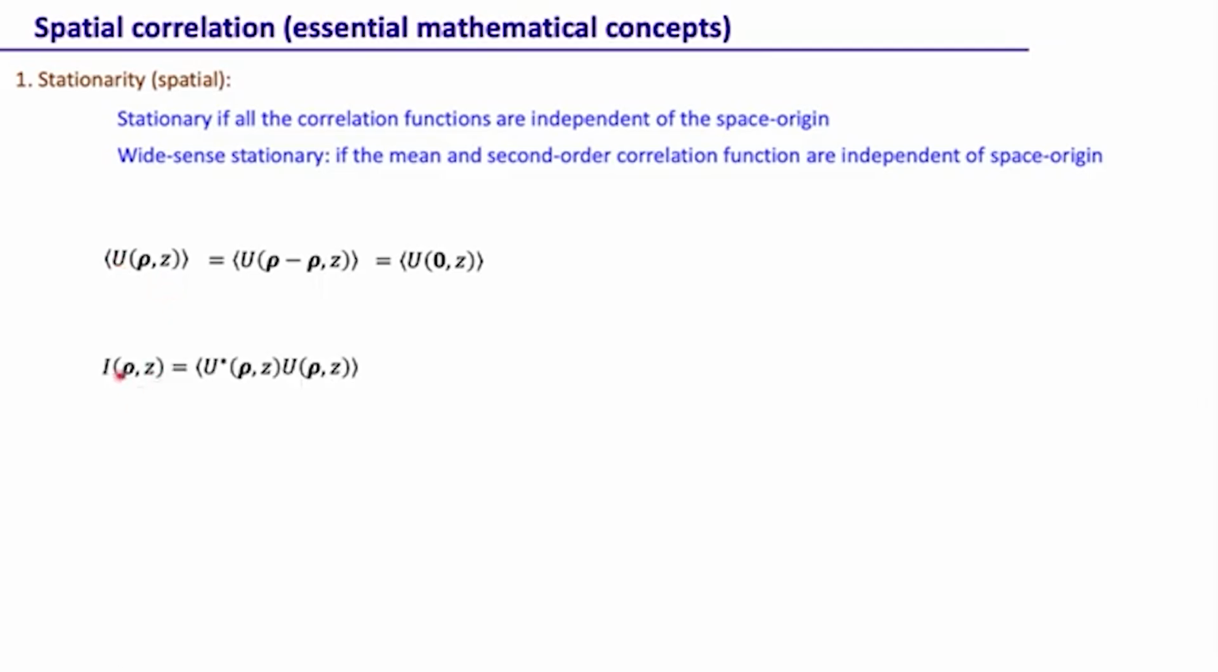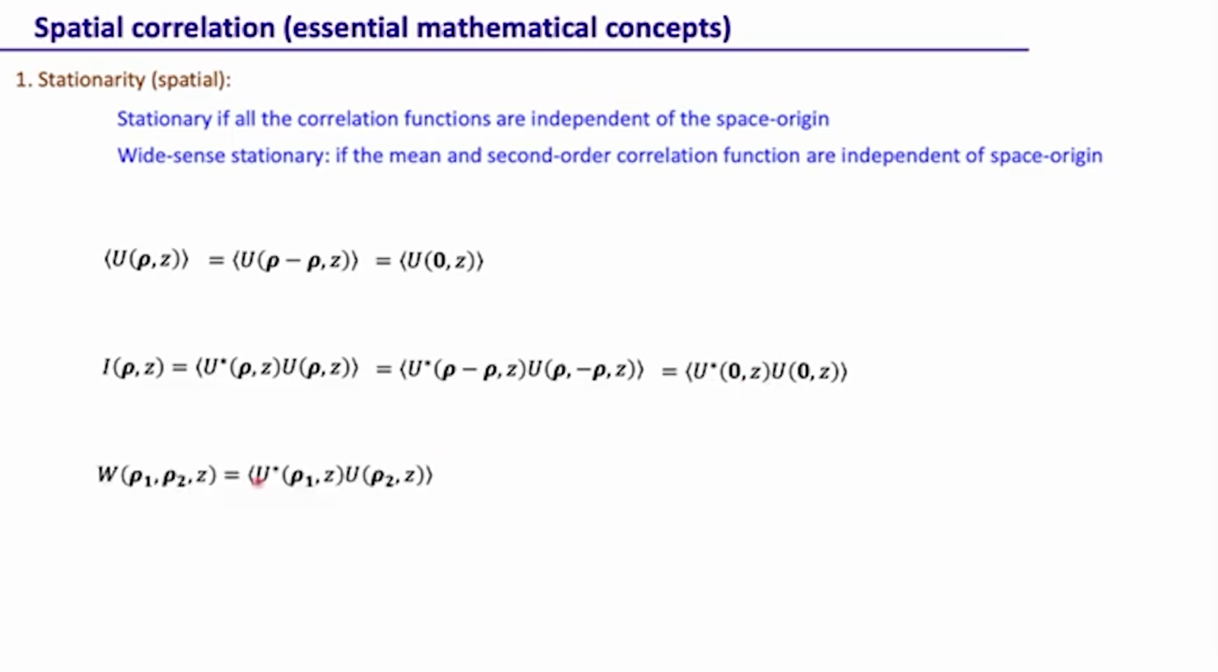We take the intensity I(ρ, z), which is u*(ρ, z) u(ρ, z), and of course if we shift the space origin, things should not change. Hence intensity at ρ, z should be the same as intensity at the origin, ρ equal to 0, and at z. For the correlation function, we have u*(ρ1, z) u(ρ2, z), and if we shift both of them by ρ1, that means ρ1 − ρ1, ρ2 − ρ1, then it should be the same.